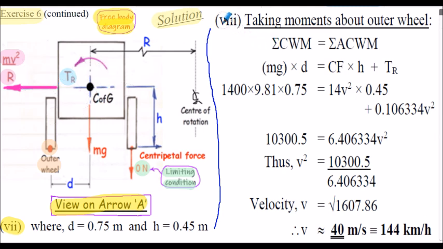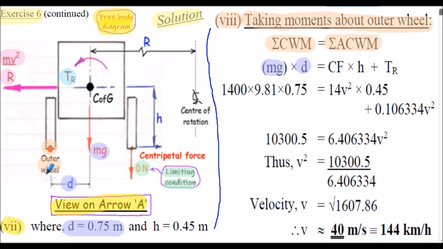So now step 8 of our process, we're going to take moments about the outer wheel, and we're applying the equilibrium equation of summation of all the clockwise moments equals summation of all the anti-clockwise moments. So considering the clockwise moments about the outer wheel, we would have the weight force, mg, multiplied by the semi-track width, labelled as d, and we calculated d on our previous slide. So the weight force multiplied by d is having this clockwise sense about the outer wheel.